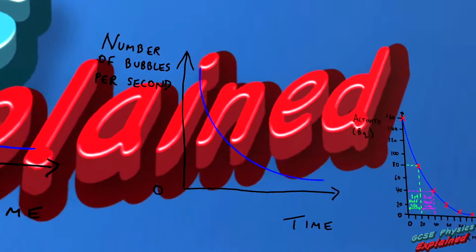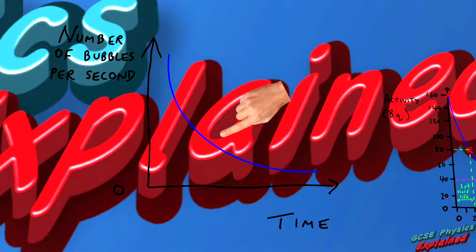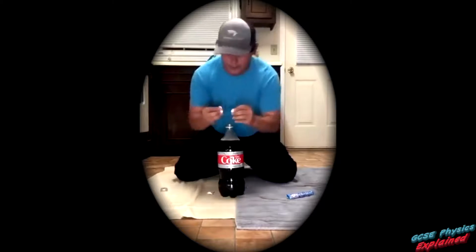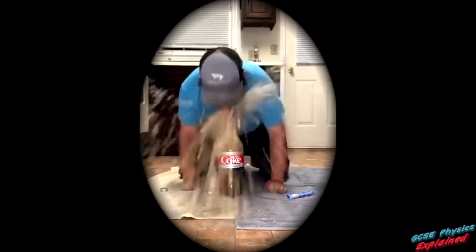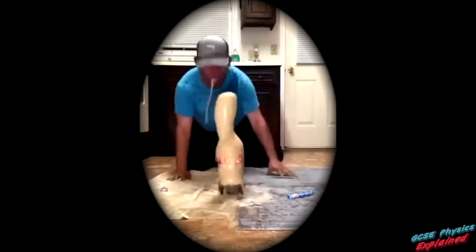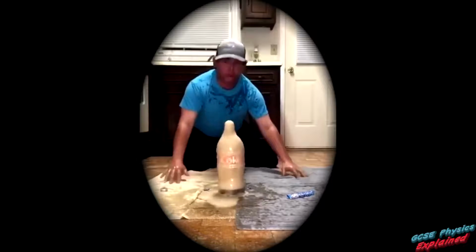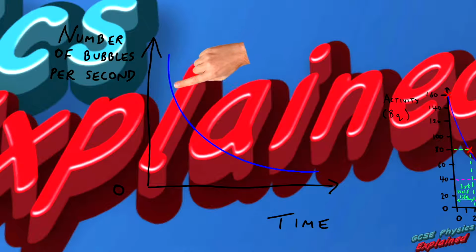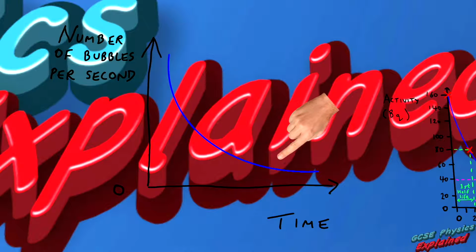You get the same activity decrease if you drop Mentos into a fizzy drink. At first you get a lot of bubbles, but as time goes by there's less bubbles. The shape of the graph is the same as the activity graph for the radioactive isotope.